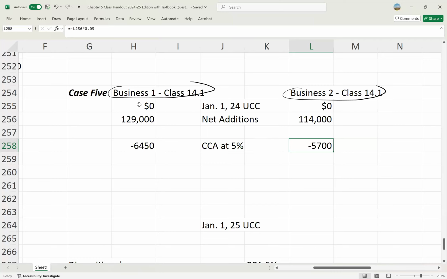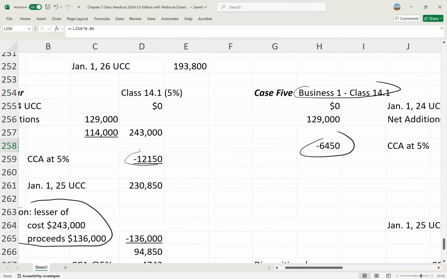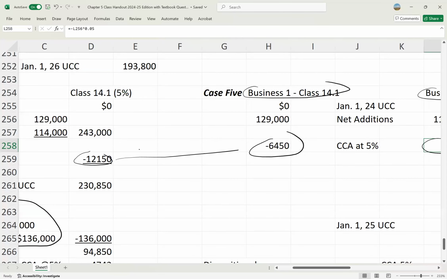And so if you look at these amounts here, 6,450, 5,700. If you add those two together, you're going to get 12,150. So it's 5,700 plus 6,450. You're going to get 12,150. That's the same as what you got here, because basically we're just separating the additions into two separate classes, but we're still multiplying each of the additions by 5%. So even though they're in separate classes, the total CCA is still going to be the same.